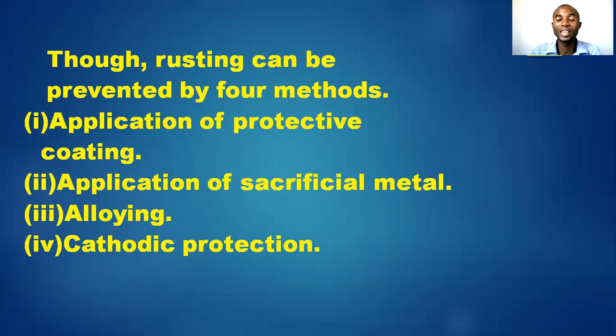It can be prevented in these four ways: application of a protective coating, which we call galvanizing or electroplating, depending on the way it's being used; application of a sacrificial metal; alloying; and cathodic protection. These are the several ways in which it could be protected. And when we get to a topic that deals specifically with this, we can talk more about electroplating of iron, maybe in electrolysis, when we get to our SS2 topics.